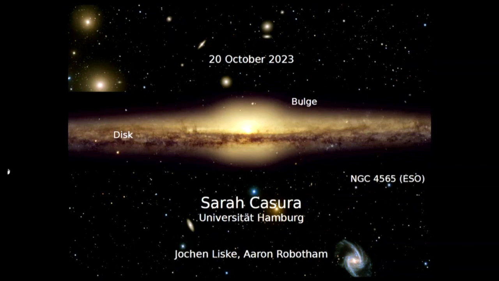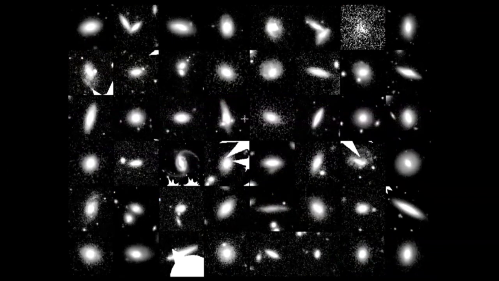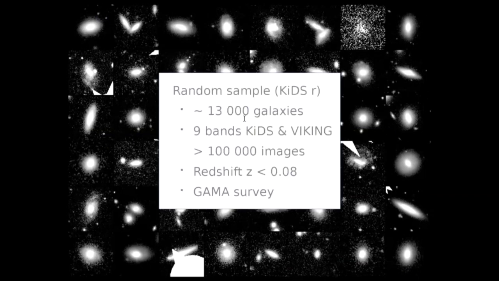So basically to say, okay, which part of the light actually comes from the disk and which comes from the bulge here. What makes this hard is, of course, that the data doesn't all look like the picture I've just shown you. It looks more like this. So this is actually a random subset of the galaxies I work with. It's KiDS R-band imaging that I show here. I have a total of 13,000 galaxies in my sample. I use all 9 bands from KiDS and VIKING, so that's UGRI, ZYJ, HKS, which makes for more than 100,000 images for me to decompose.